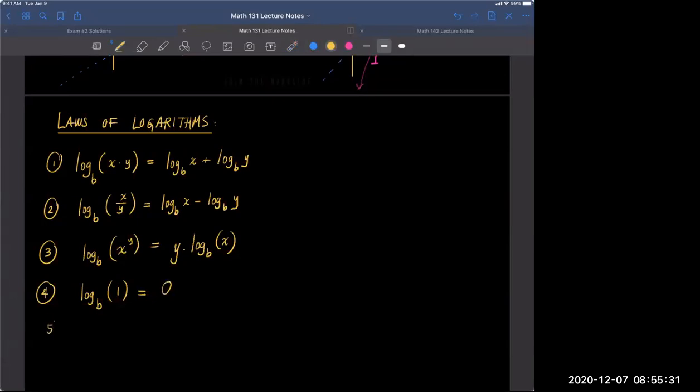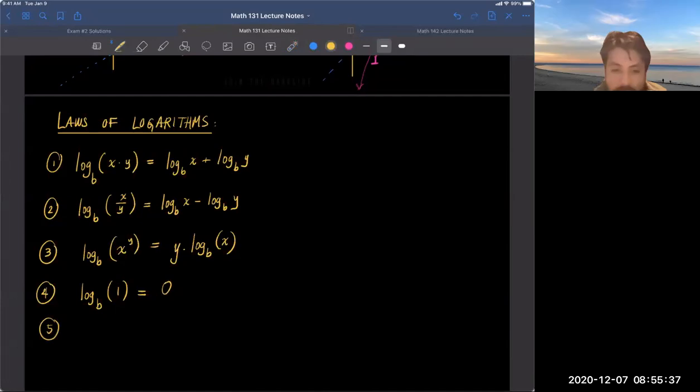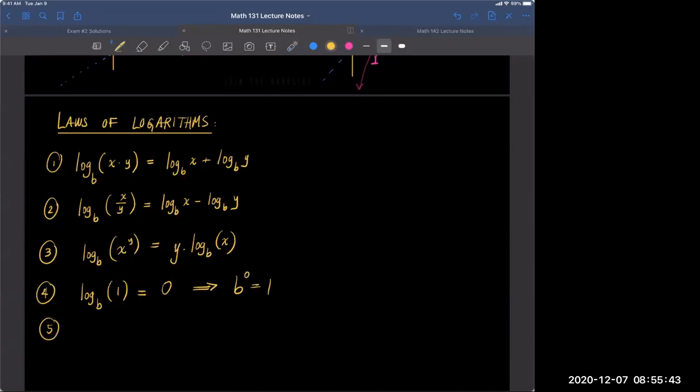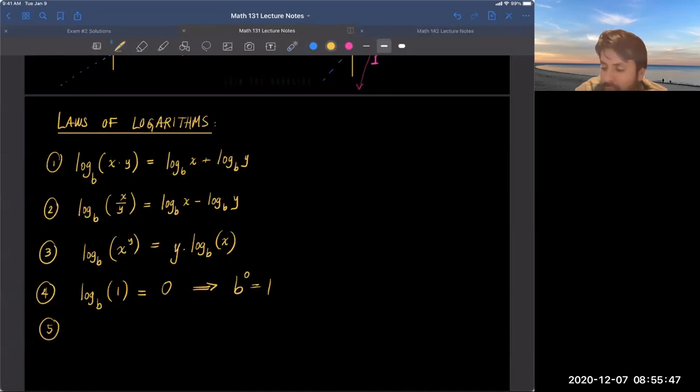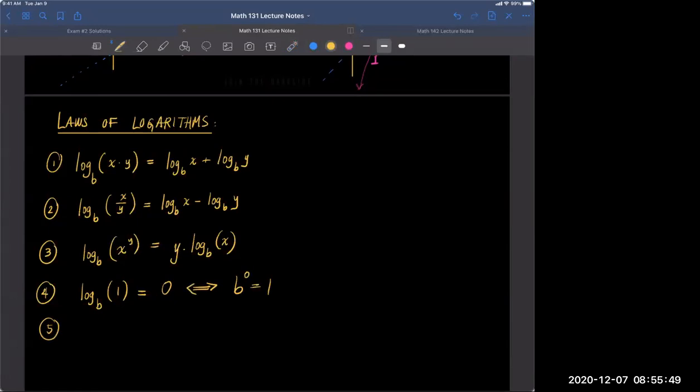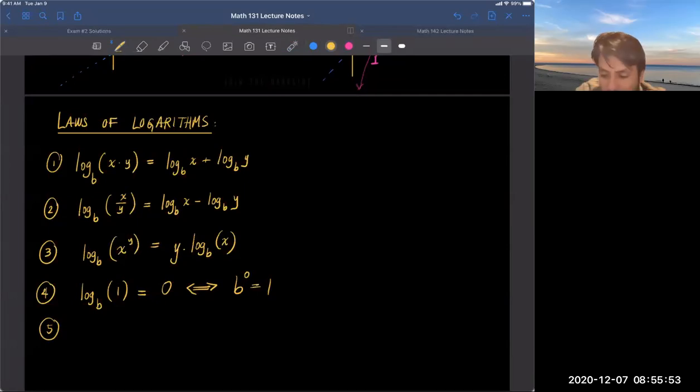And then the next. Log base b of 1 is always 0. Why? Because b to the 0 is always 1. That's the same reason. Because b to the 0 is 1, log base b of 1 is always 0, interchangeably. These are the same thing. We're saying the same exact thing, just in different order. You can think of it that way.